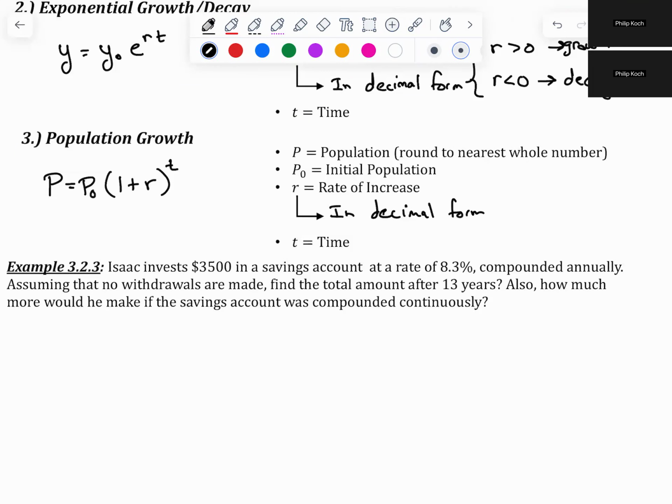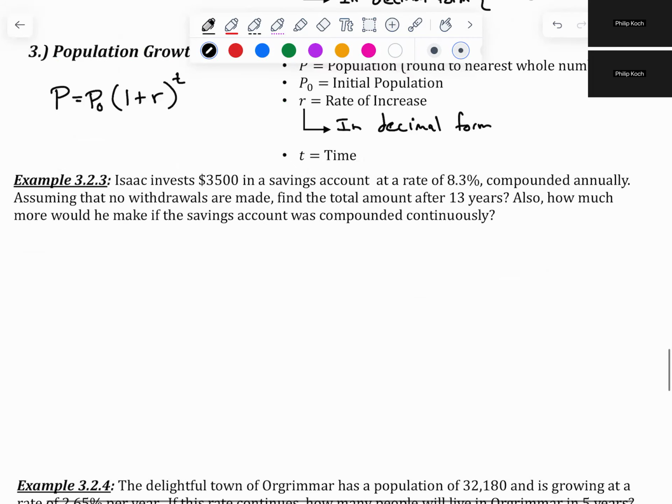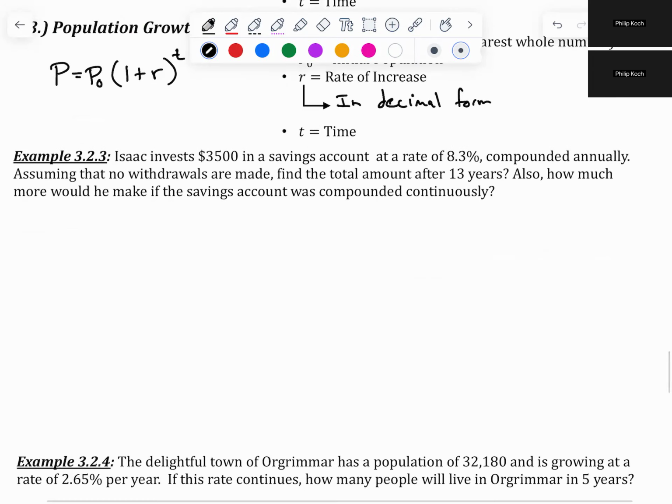Okay, so let's look at some examples. Isaac invests $3,500 in a savings account at a rate of 8.3% compounded annually. Assuming that no withdrawals are made, find the total amount after 13 years, and then also how much would he make if the savings account was compounded continuously instead. So first and foremost, it says compounded annually. That means that n is equal to 1.